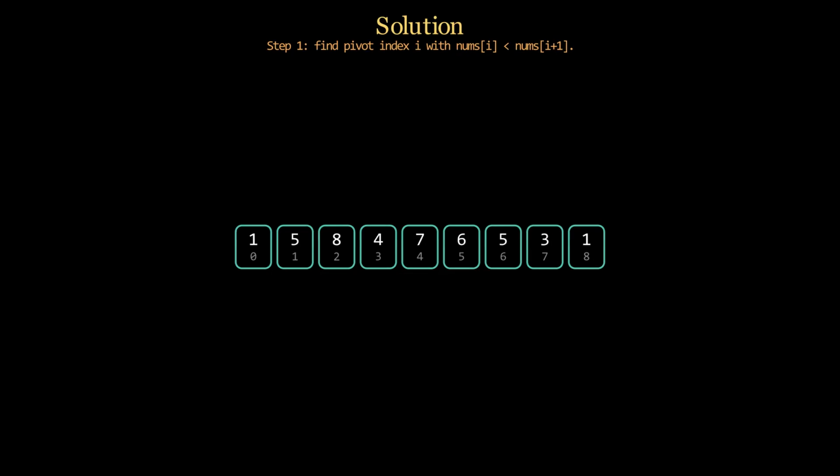Step 1. Set i to the second to last index and move left while nums i is greater than or equal to nums i plus 1. The first time nums i is less than nums i plus 1, stop. That index is the pivot. Here the pivot value is 4 at index 3. The suffix to its right is non-increasing, so it is already as large as it can be for this prefix.